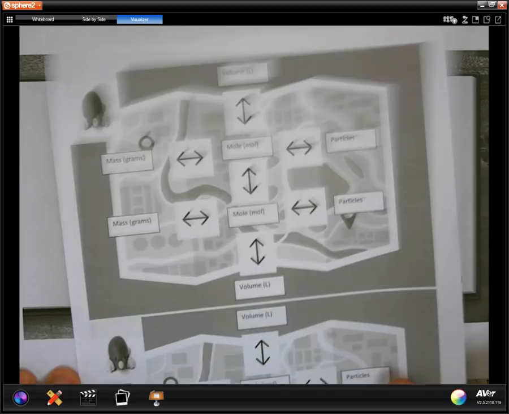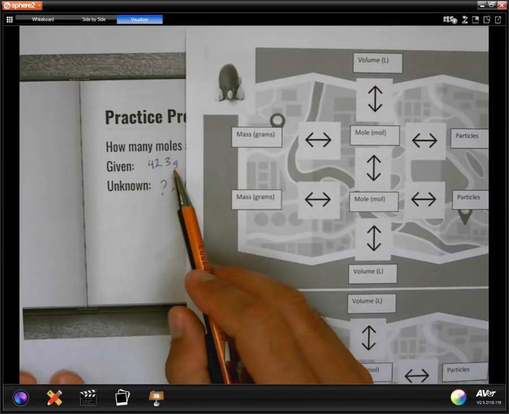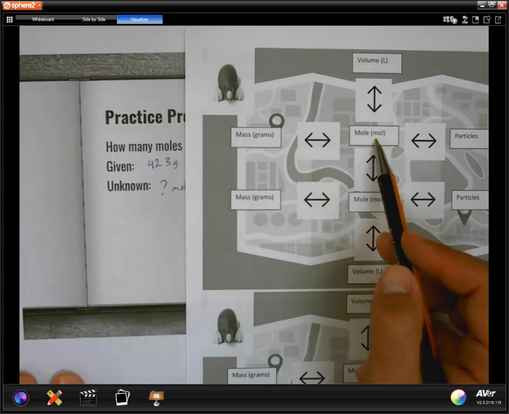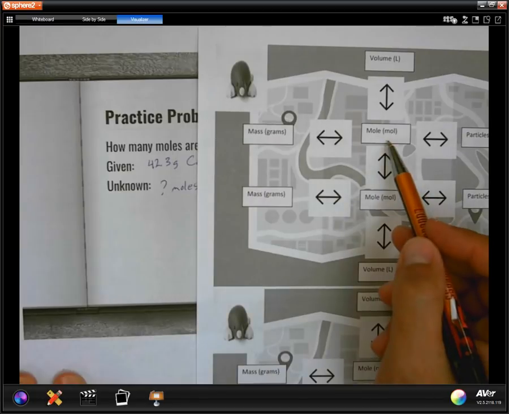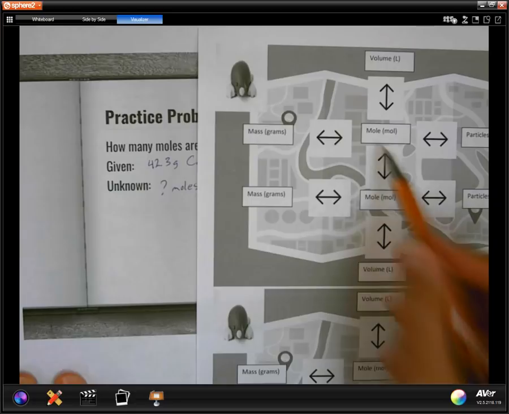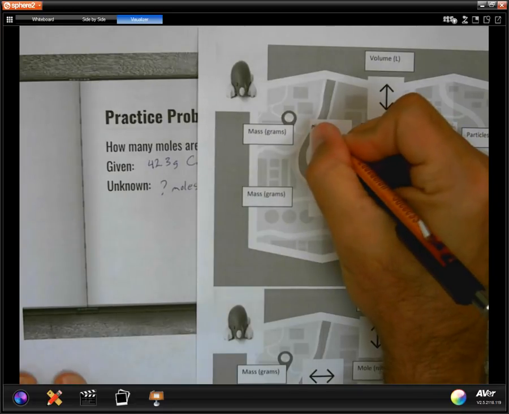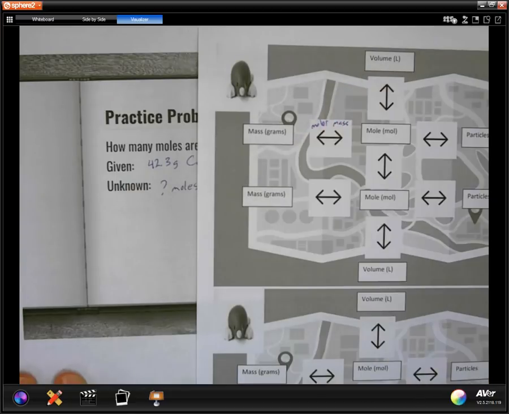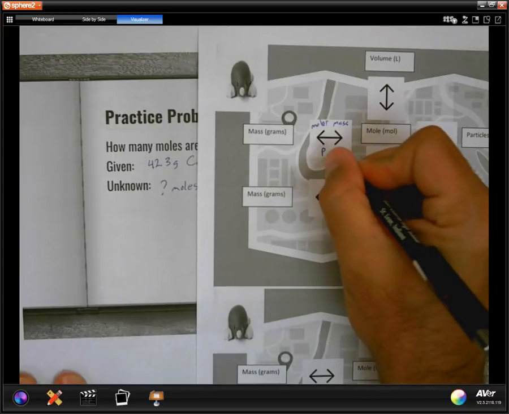If I refer back to my mole map, what does that mean? Well, I have grams. We know grams is a mass. And I want to convert it to mole. So what we can see here is I can convert from here to here, using the molar mass. I'm going to write that right here. Molar mass. Now, where do I find the molar mass from? I find it from the periodic table, PT.